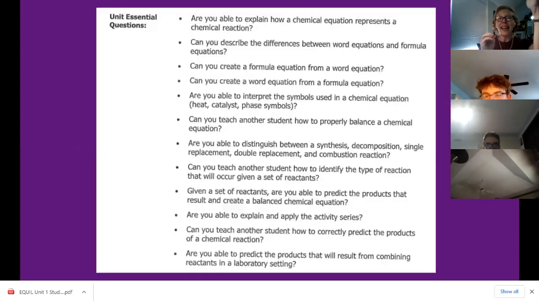Okay, so first, in the student packet, so no need to write any of this down, but you have it in your packet on the very first page. These are all of the things that we will be able to do by the end of the chapter. So if you want to check back and just make sure that you can answer these yourselves, these are the goals.